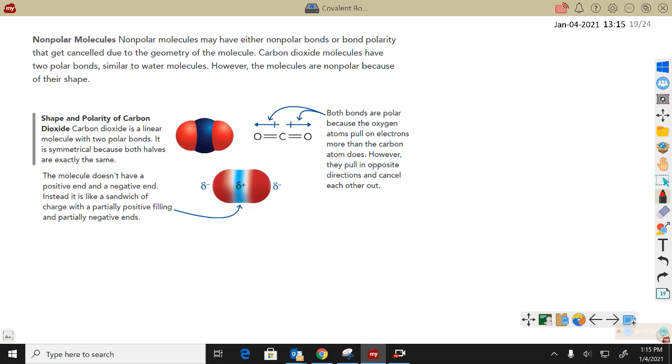So a nonpolar molecule means that there will not be a region of charge, no substantial region of charge. Now that might mean that it's nonpolar bonds, but it might also mean that the bonds are polar, but they're arranged in a way that they cancel each other out. And a great example is carbon dioxide.